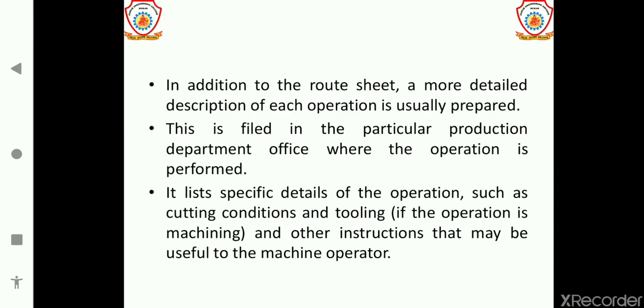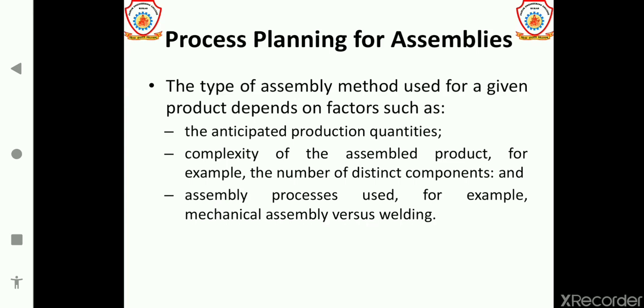In addition to the route sheet, a more detailed description of each operation is usually prepared. This is filed in the particular production department office where the operation is performed. It lists specific details of the operation such as cutting conditions, tooling and other instructions that may be useful to the machine operator. Now, process planning for assembly.